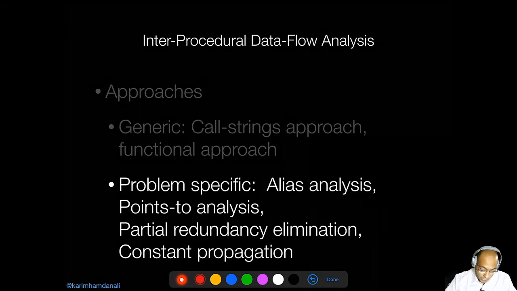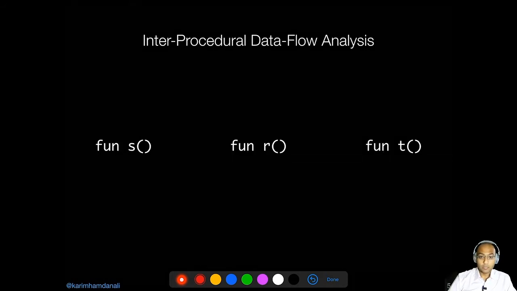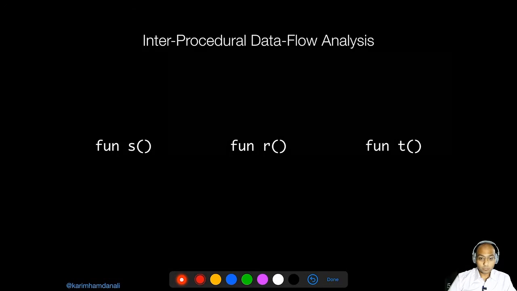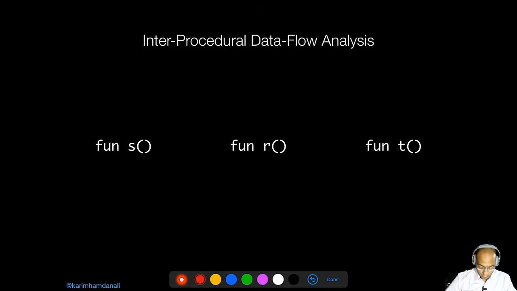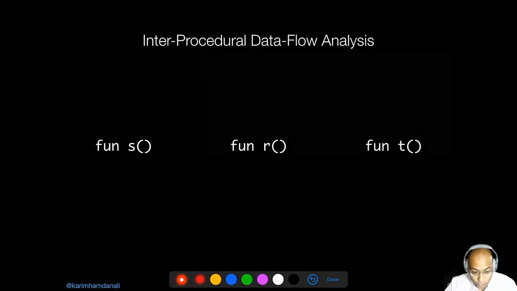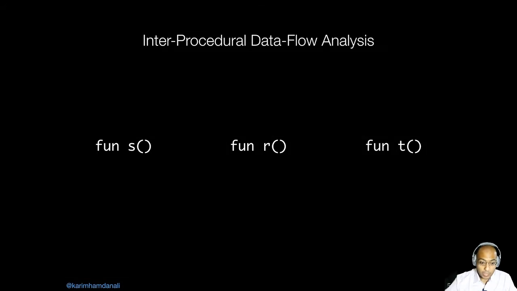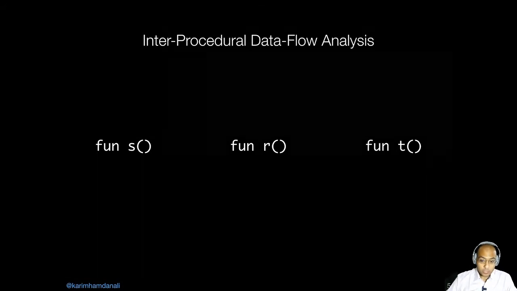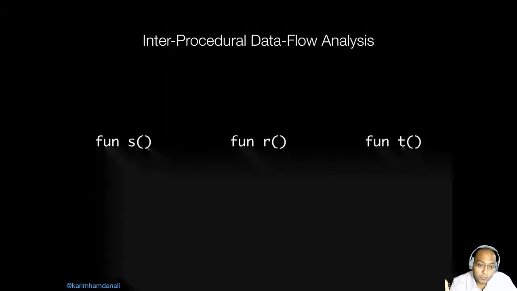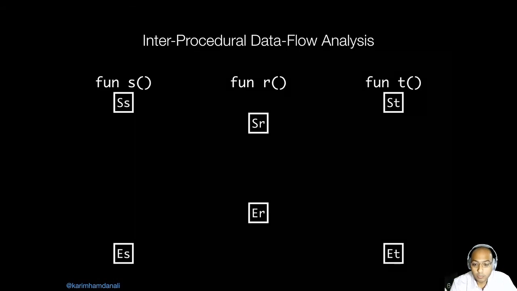So as an example, let's have a look here at this piece of code. In this piece of code we have three functions: function S, function R, and function T. So how do we actually perform this inter-procedural data flow analysis? You have three functions and you want to cross those method boundaries.